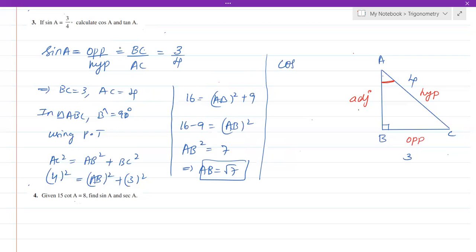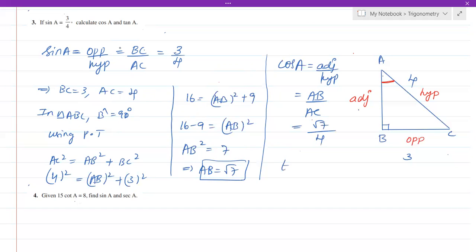Okay. So what we have to find is cos A. Cos is what? Adjacent by hypotenuse. So what is our adjacent here? Our adjacent here is AB. Hypotenuse is AC. So AB value is how much? Root 7. And AC value is 4. So it will be root 7 by 4.